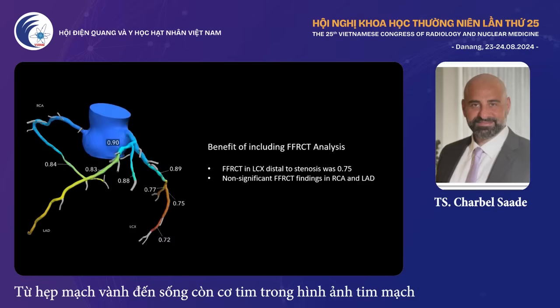And to produce the FFR, it actually showed that on the distal circumflex, the FFR was 0.75 down to 0.72. There are no FFR-CT findings in the right coronary or in the LAD, so definitely this patient needs to have a PCI, coronary intervention, or potentially a bypass if it's heavily diseased.